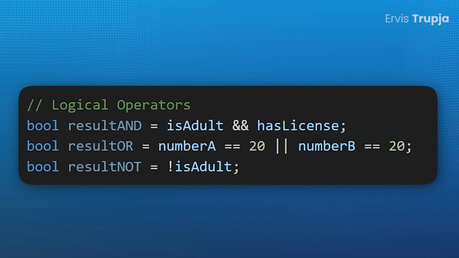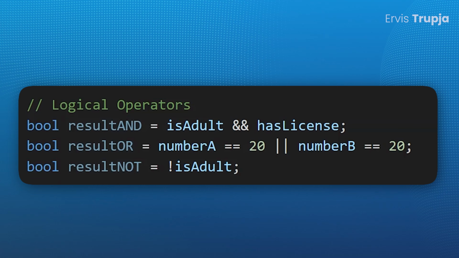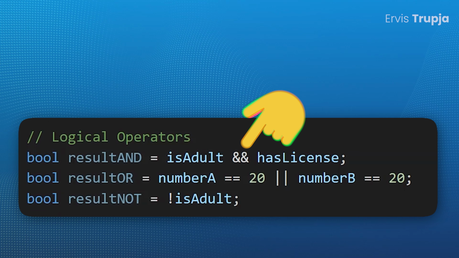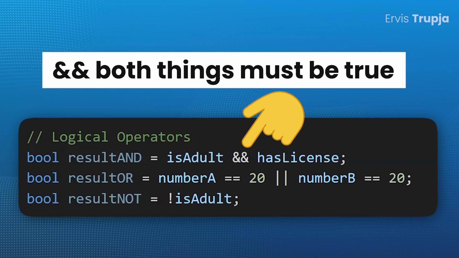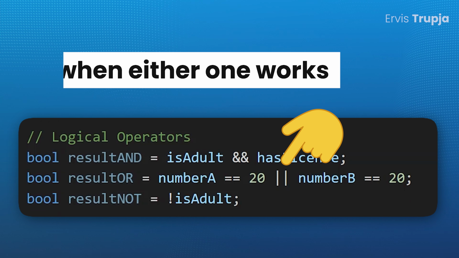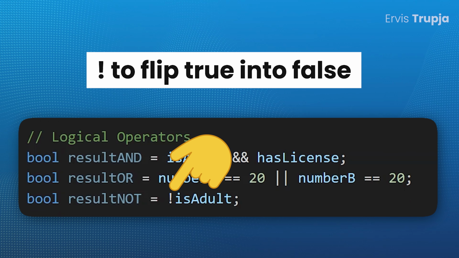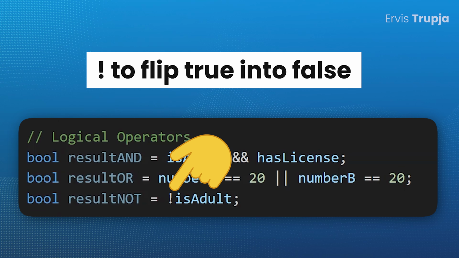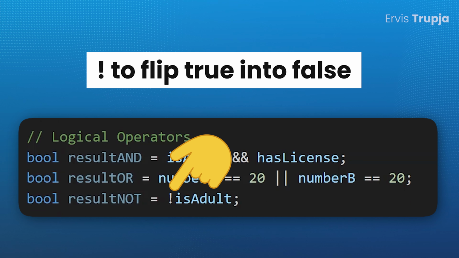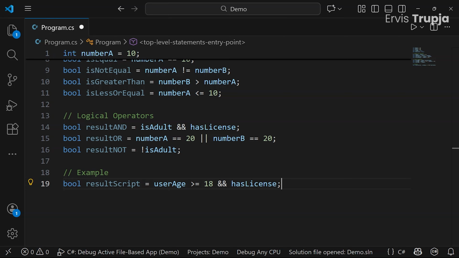But the real magic happens when you combine conditions with logical operators. Use two ands when both things must be true, or two pipes when either one works. And use the exclamation mark when you want to flip a value from true to false or vice versa. In this example, your program only says yes when both conditions are met.